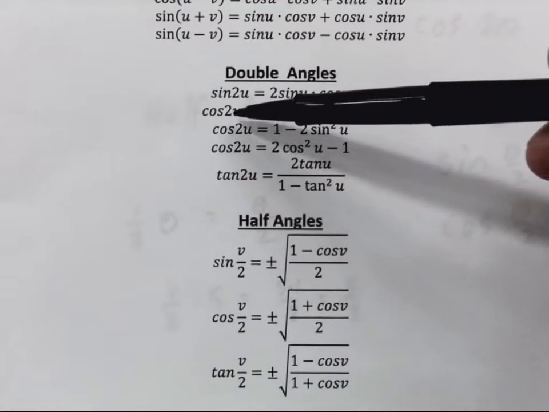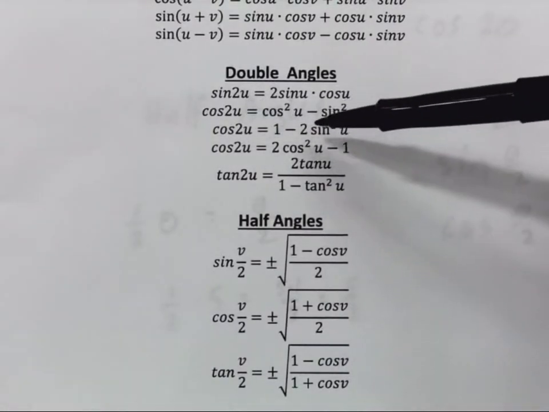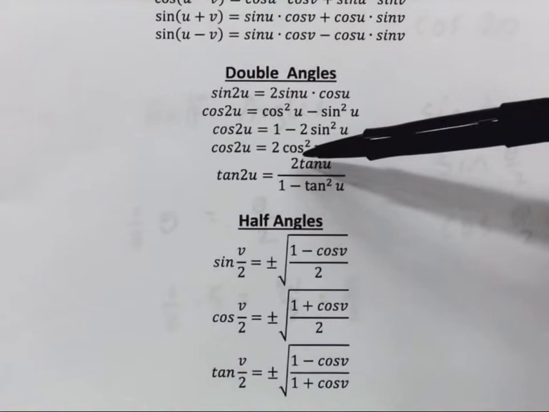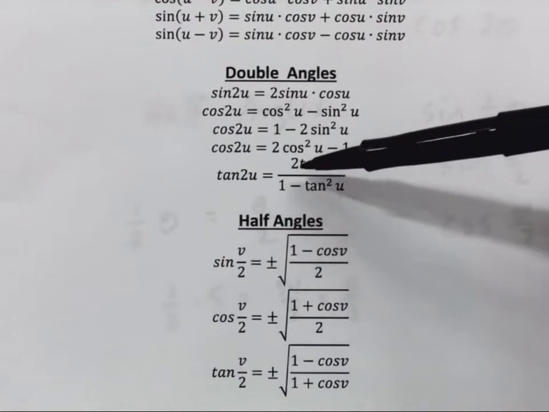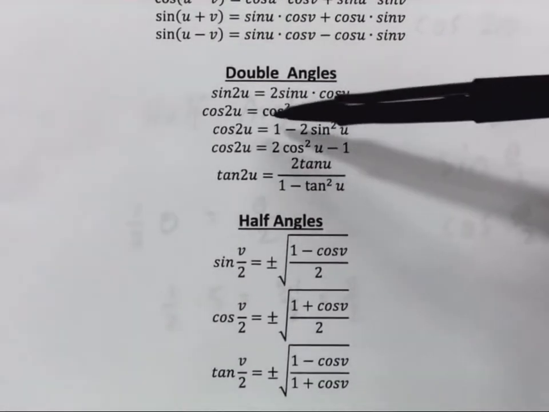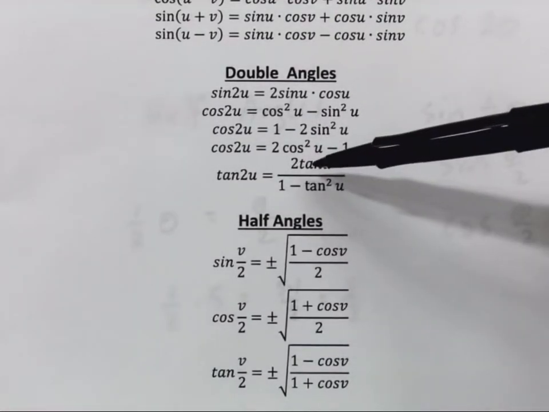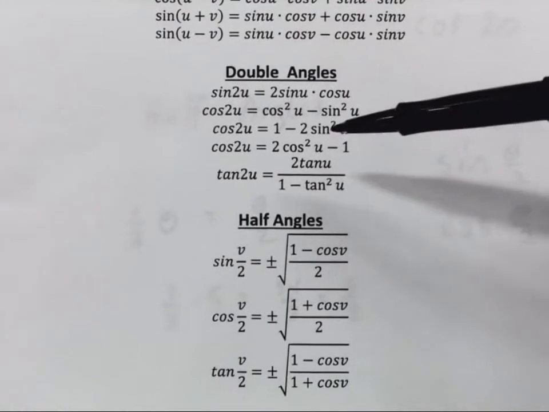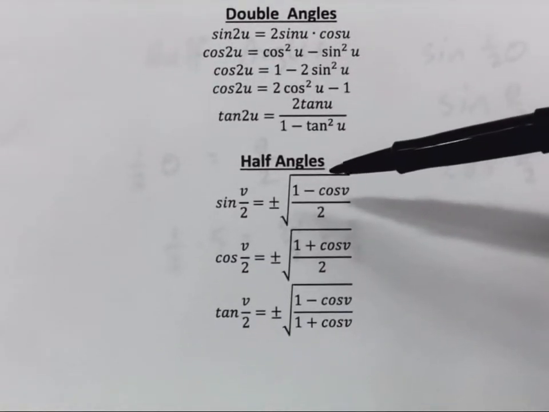If you're asked to figure out cosine of a double angle, you can use whichever one of these you prefer. And then here is tangent of 2u. So for sine and tangent, there's just one formula, but for cosine, there's 3. And you have to choose which one you want to use. Usually I choose the one that I think looks the easiest. And then on down, we have the half angle formulas.